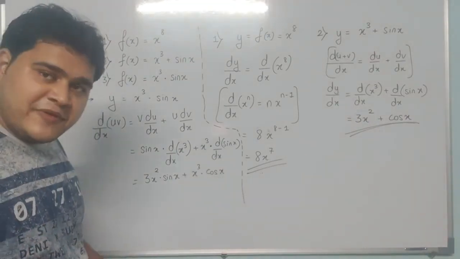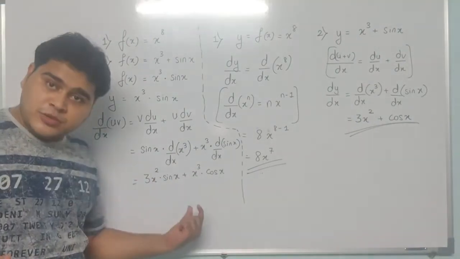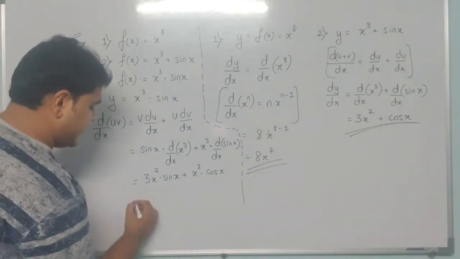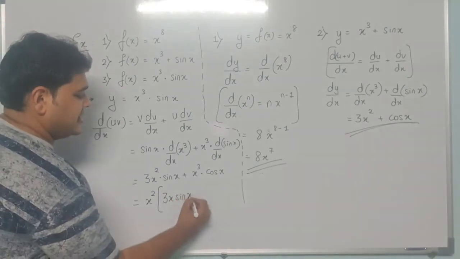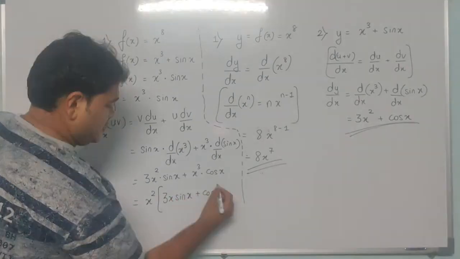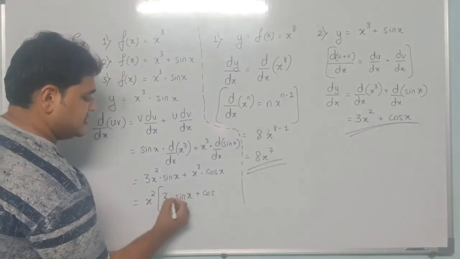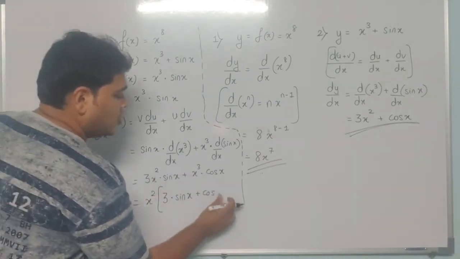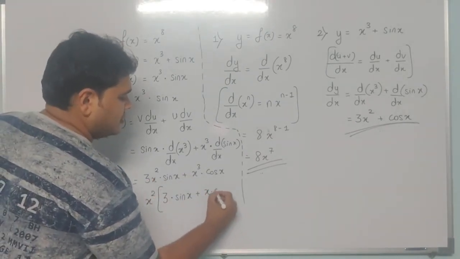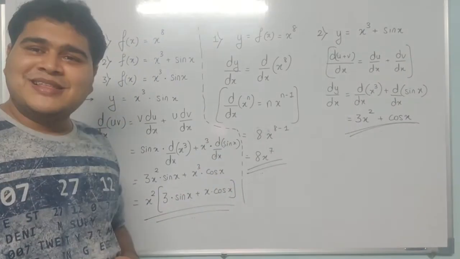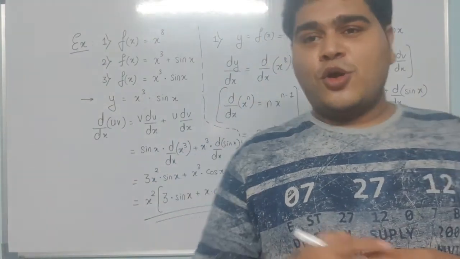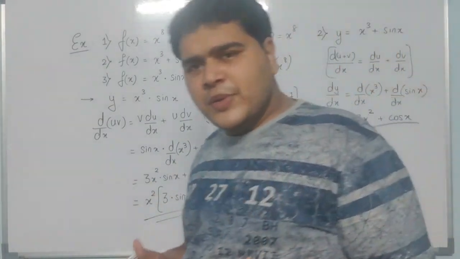Now if you want to simplify this, you can definitely take x square common, and then you can write the final answer as x square bracket 3 times sin x plus x times cos x. Oh sorry, 3 times sin x, the x square is gone out. Over here, x times cos x. And that becomes your final answer. So guys, we have solved all the 3 examples in a quite simple way.